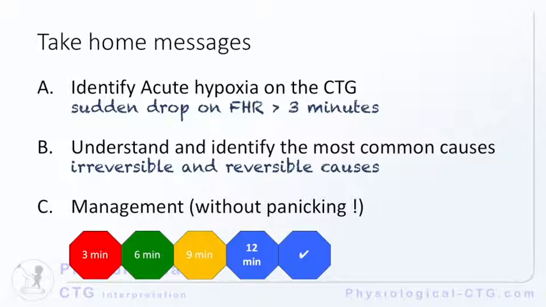And remember also to look at features on the CTG that will help you to either be more reassured if you have normal CTG prior to the deceleration and normal variability within the 3 minutes, or the non-reassuring features where you have a pathological trace before the deceleration, you have very reduced variability within the first 3 minutes, and you do not have any signs of recovery by 6 or 9 minutes.